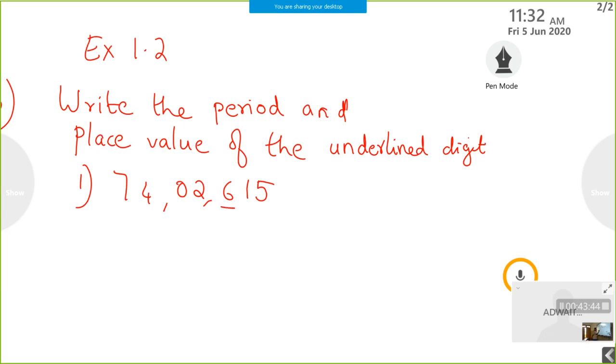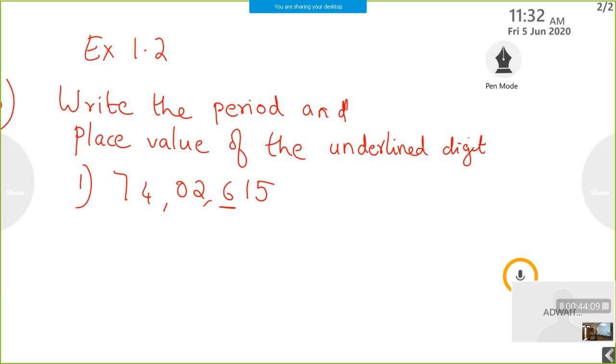7402615, and the colored digit is 6. Did you see the question? I think you also did, all of you? It is on page 13, exercise 1.2, question number B. Question number A is that type of question we already discussed in exercise 1.1. So we'll move to question number B.